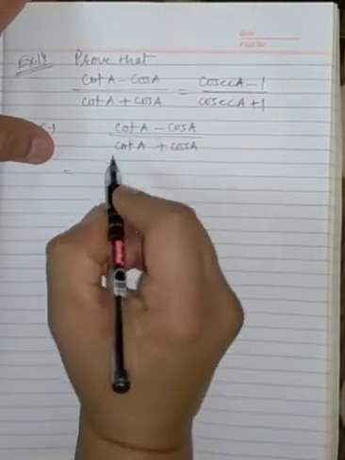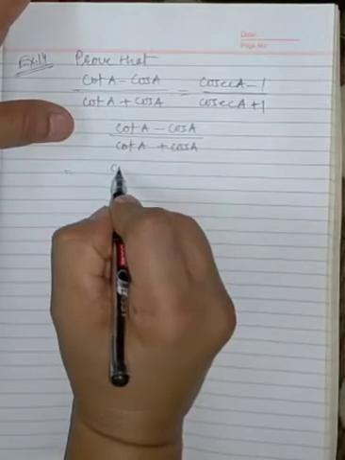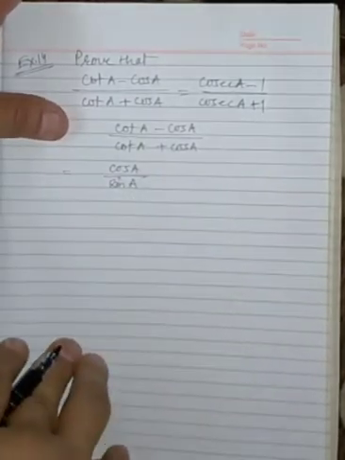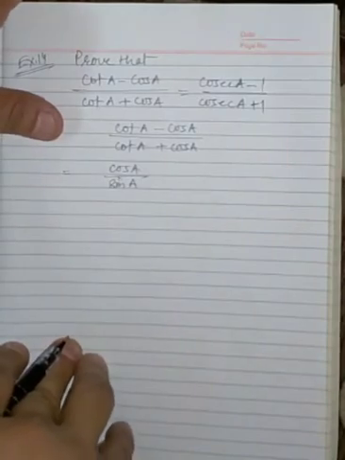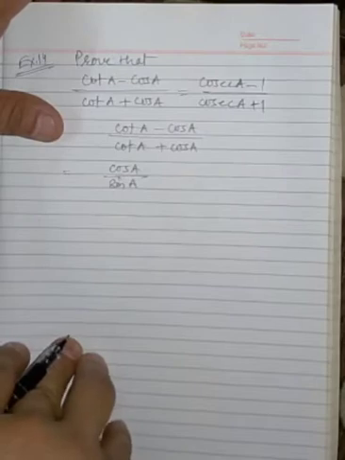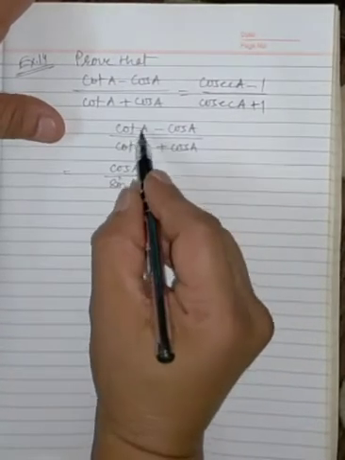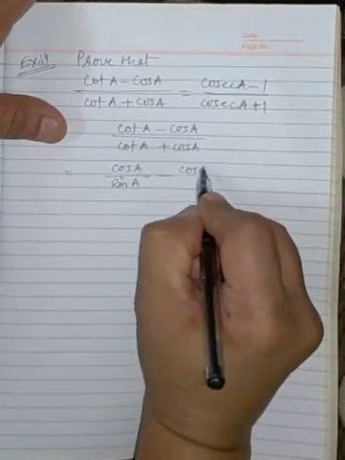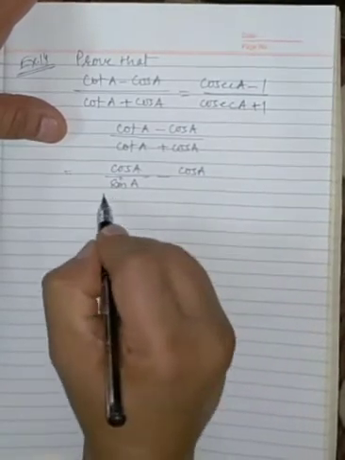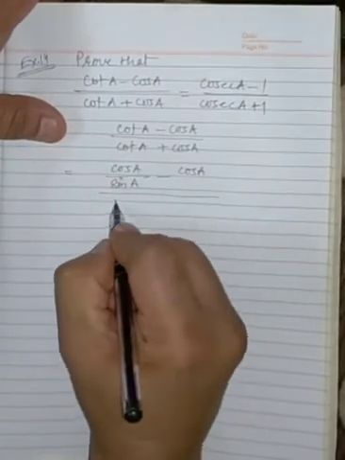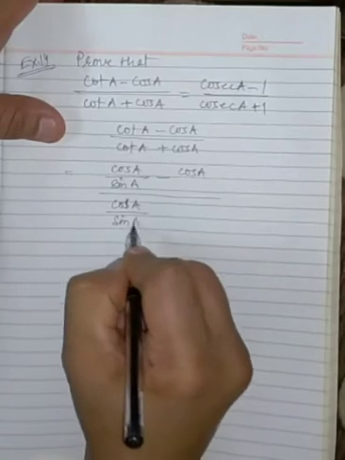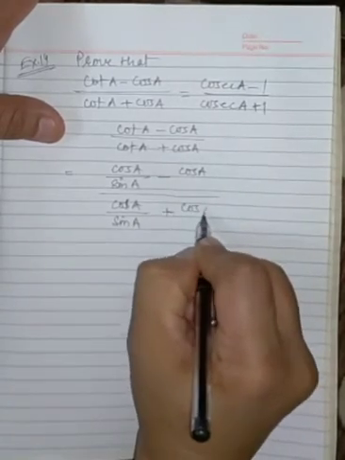So cot A can be written as cos A upon sine A. As we already know that sine A upon cos A is equal to tan A, so cos A upon sine A will be the reciprocal. It is cot A. So cot A we have written as cos A upon sine A minus cos A, upon, in denominator also, cos A upon sine A plus cos A.